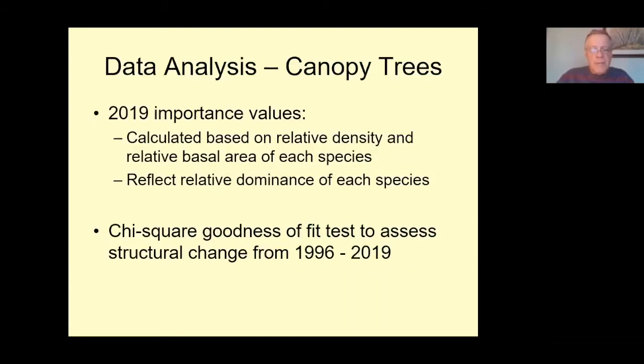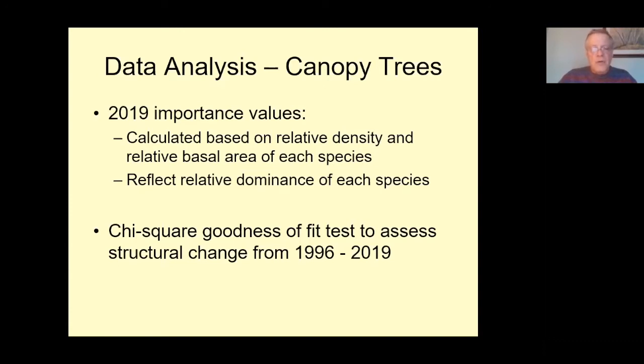Using my data from 2019, I calculated importance values for each tree species as the average of its relative density and relative basal area. Basal area is simply the percentage of ground covered by the trunk of a tree, and it is a proxy for canopy cover. Importance values thus reflect the relative dominance of the different canopy tree species.